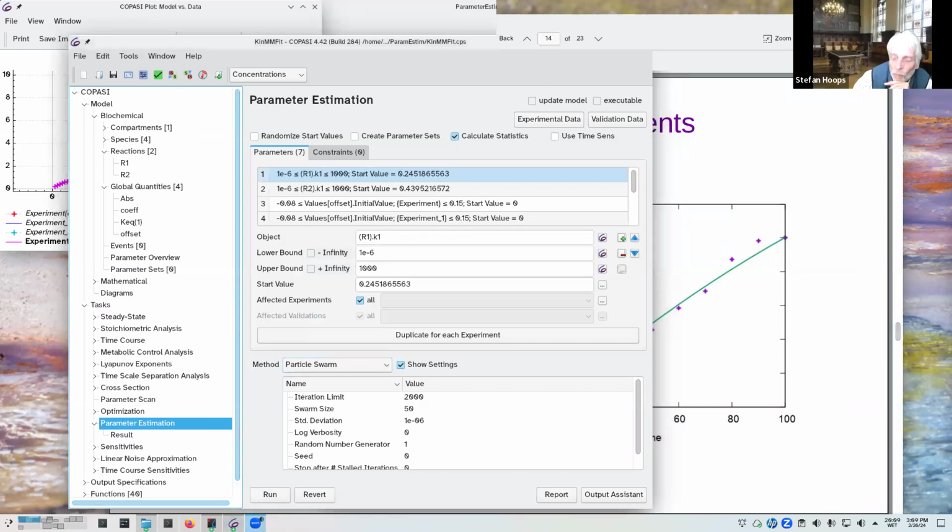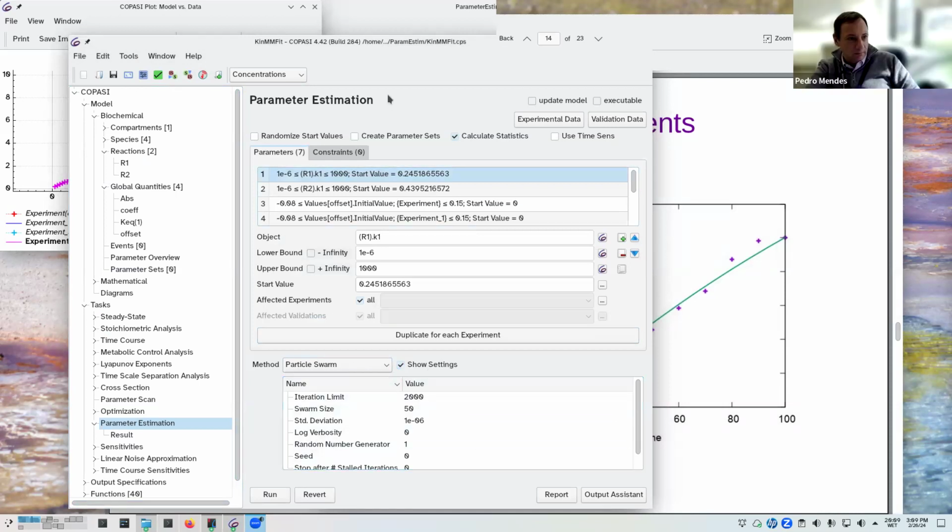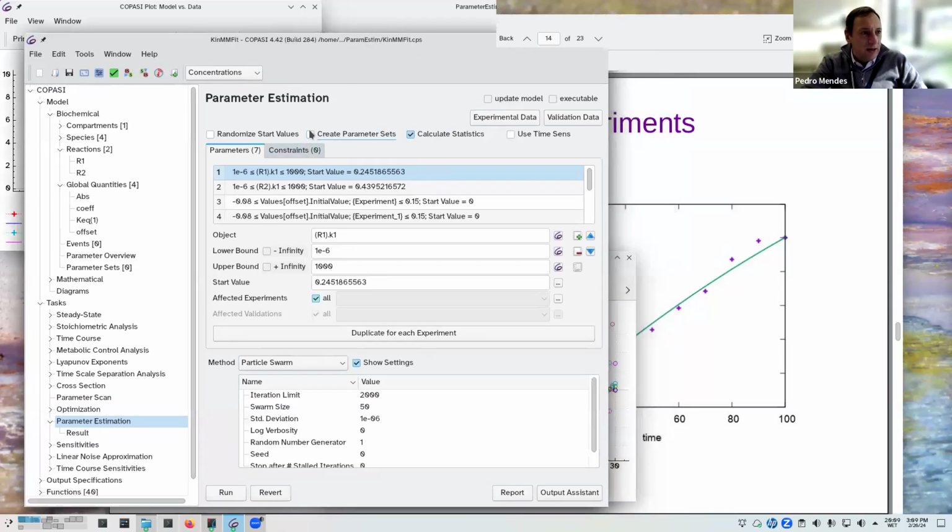Just maybe one point. You mentioned parameter sets this morning. Okay, so as Stefan said, in the morning I mentioned parameter sets, and you can automatically create parameter sets when you run a parameter estimation. And you do that by clicking this here. If you have this set, create parameter sets.